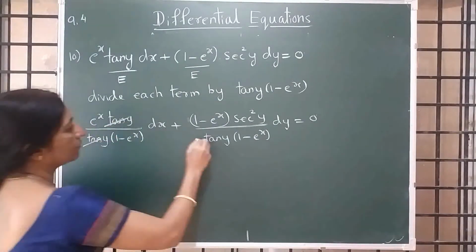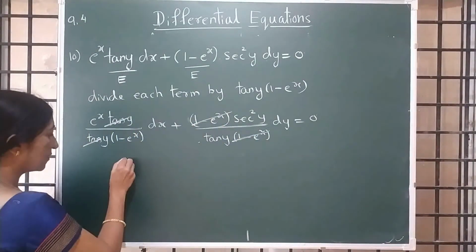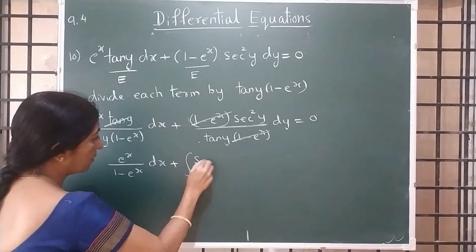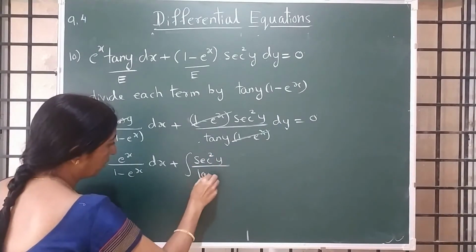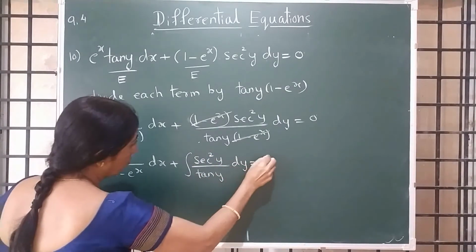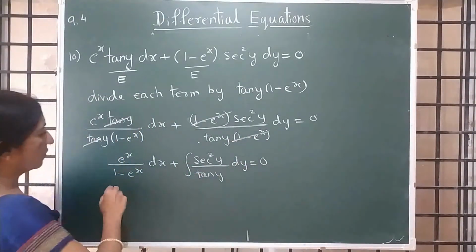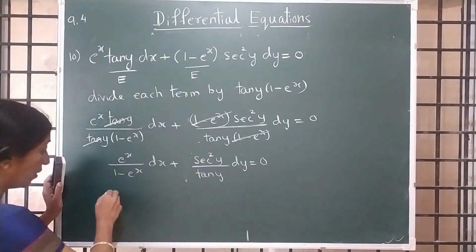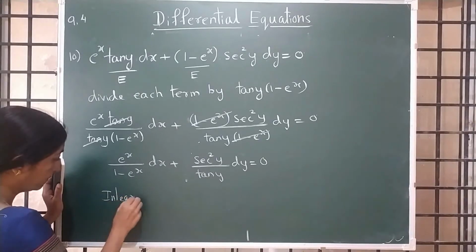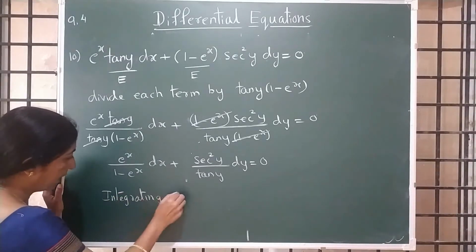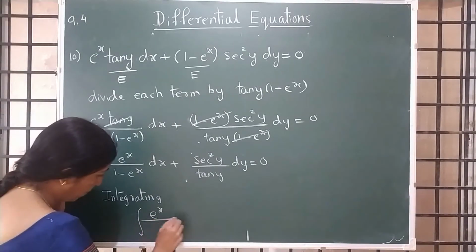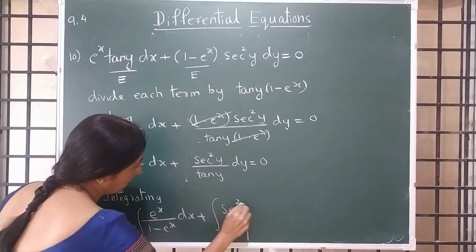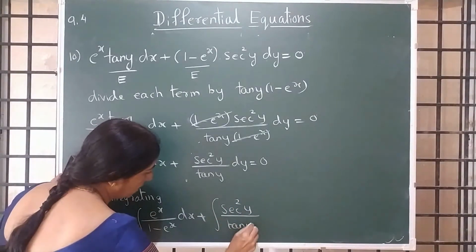Cancellation. e raised to x upon 1 minus e raised to x dx plus secant square y upon tan y dy is equal to 0. So we separated the terms. After separating the terms, what are you doing? Yes, we are going for integration. Integrating, it is e raised to x upon 1 minus e to the power x into dx plus secant square y upon tan y into dy.